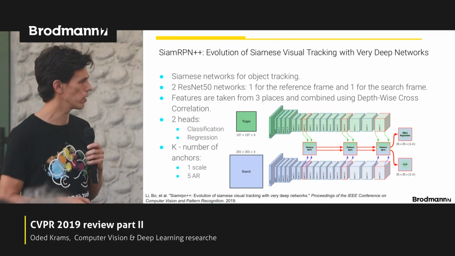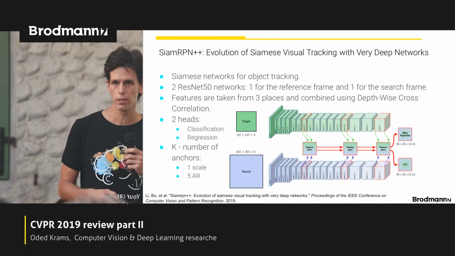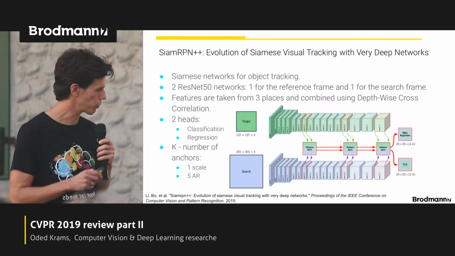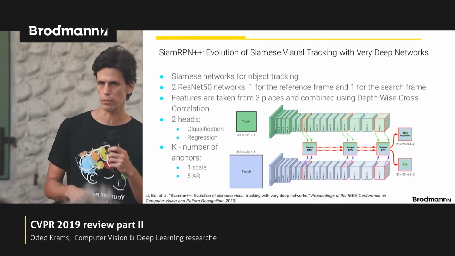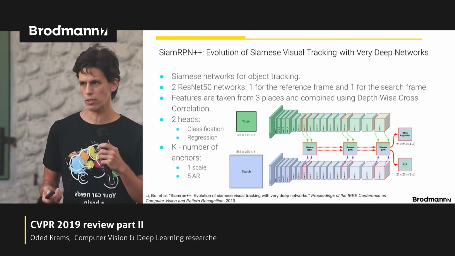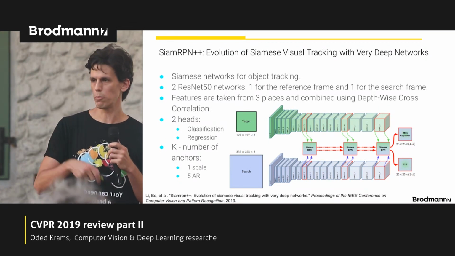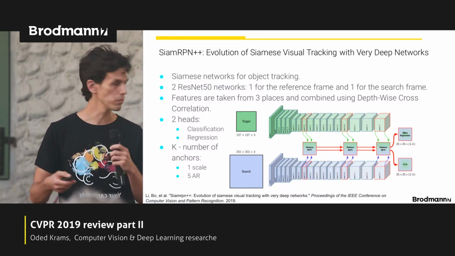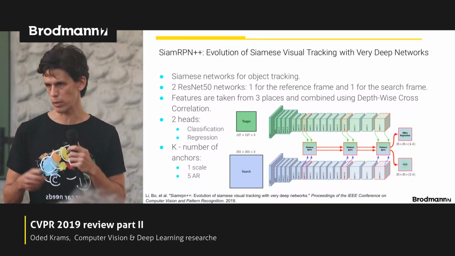And in the end, they use K anchors, which they spread over 1 scale and 5 aspect ratios. So basically, it's an object detection network whose model is learned from the target frame, meaning the initial frame where we have ground truth.